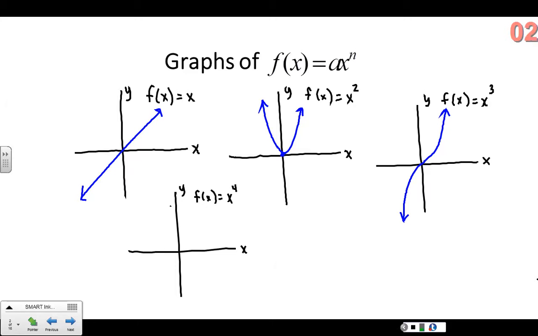X to the fourth is going to look similar to x squared. It's going to have a vertex point, but it's actually going to be a little bit flatter, not as sharp, a little flatter across the bottom. But again, you're going to have the decreasing and increasing, so the symmetry across the y-axis. It's an even function. We talked about even and odd functions. Let's look at another one.